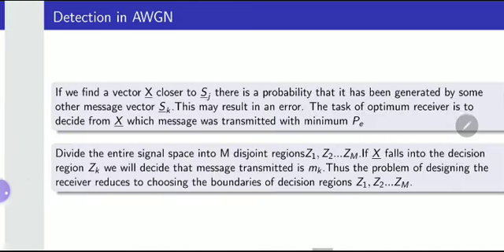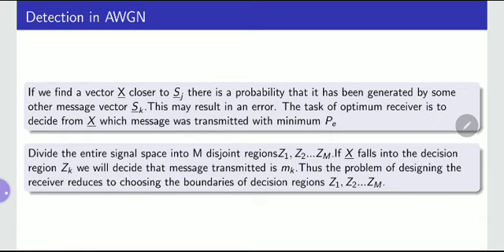Okay. So this may result in an error. So the task of our optimum receiver is to decide from X which message was transmitted, and obviously the error should be small. So the task of our optimum receiver is to decide from the received vector X which message was transmitted with minimum probability of error.